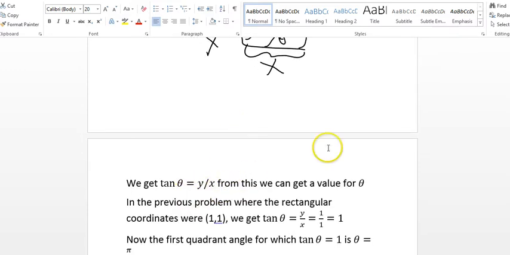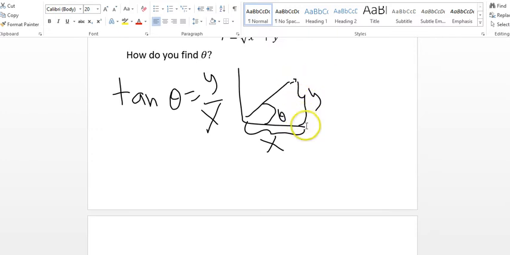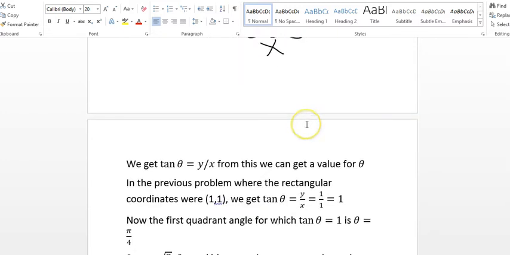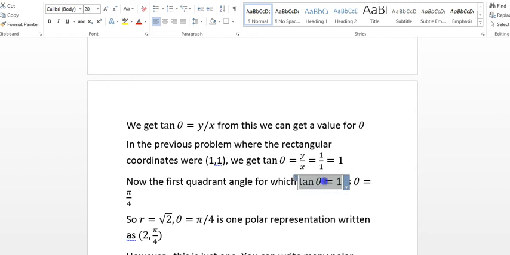And y is 1, and x is also 1 in our case. So tangent theta is equal to y over x, which is 1 over 1, equal to 1. So we have an equation, tangent theta equals 1. Now from trig you know that there are many angles whose tangent is 1, but we certainly know a simple unit circle angle from the first quadrant, which is of course pi over 4. So one possible candidate for theta is pi over 4.